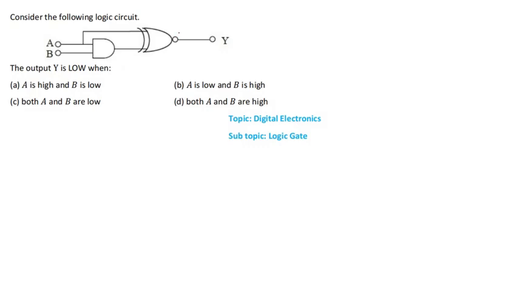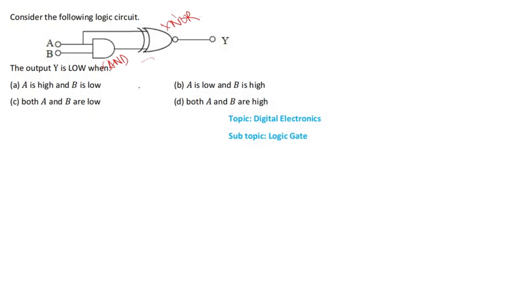Let's come to the next problem. So we have it. It is telling us to consider the following logic circuit. There are two gates. The first one is an AND gate, and the second one is an XNOR gate, right? A and B are the inputs to this circuit, and we need to find when the output Y is low.